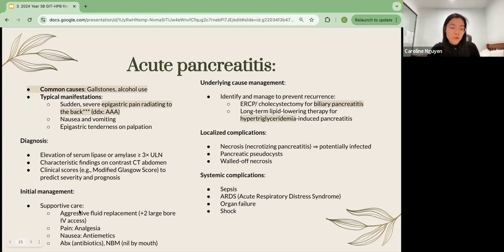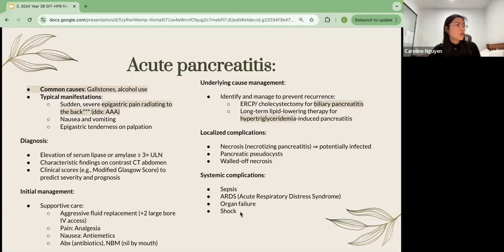You need 2 large bore IV access. You need to treat their pain. You need to treat their nausea. Sometimes antibiotics, and they might be nil by mouth, but you can't do anything else. The problems with pancreatitis is that it can lead to sepsis, acute respiratory distress syndrome, organ failure, and shock.